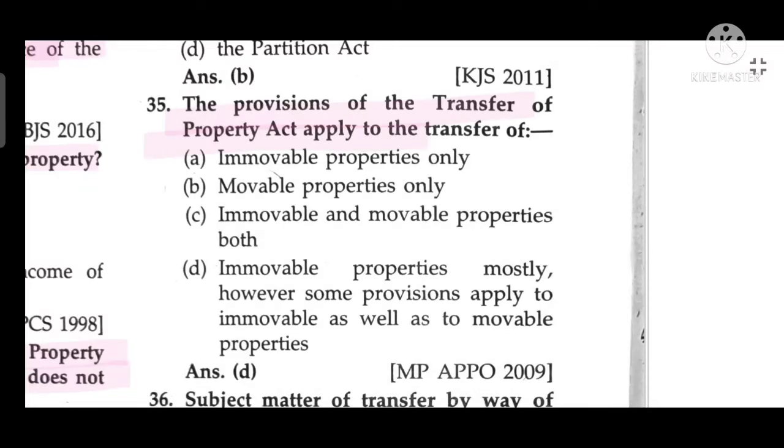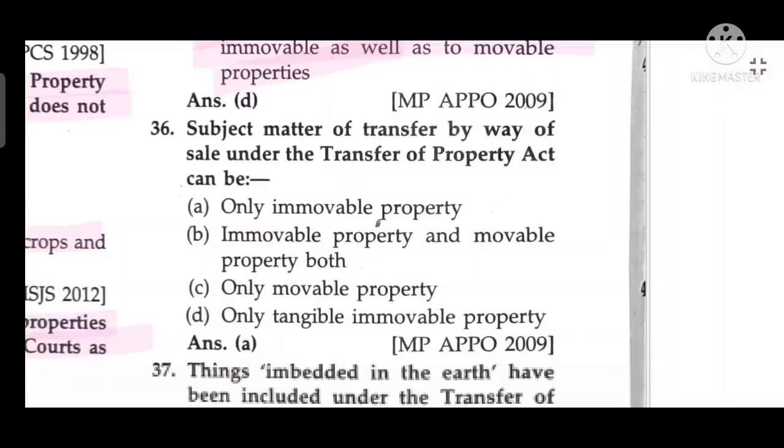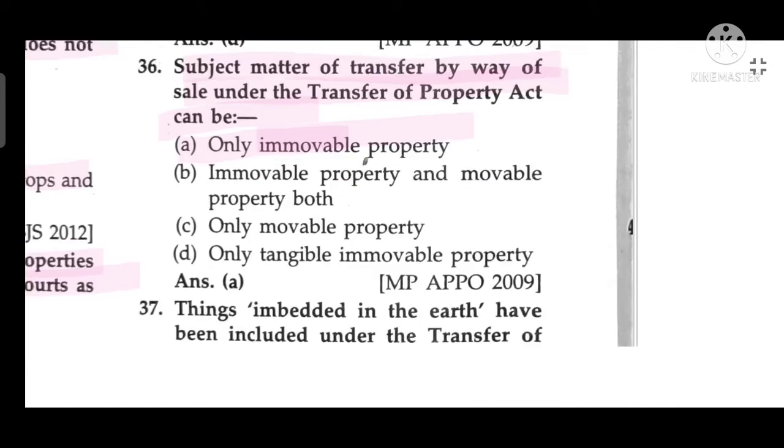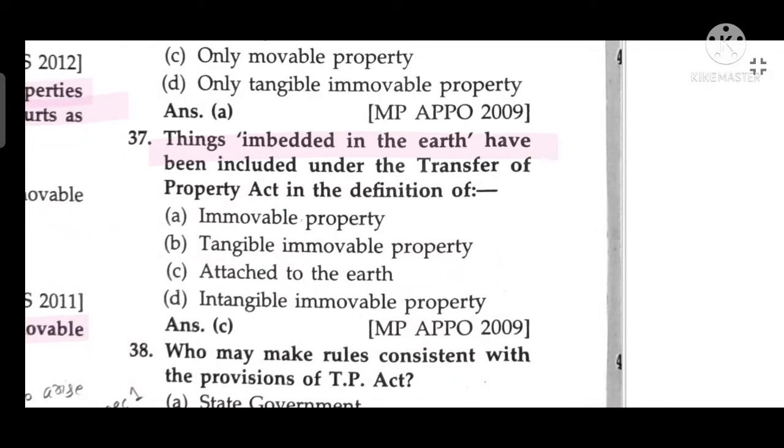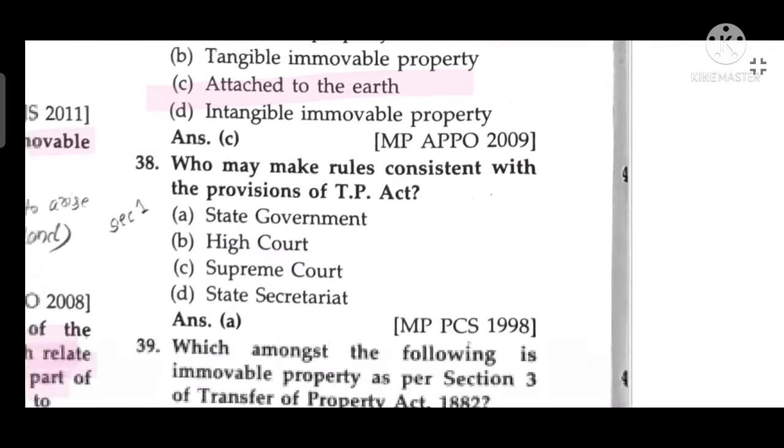The provisions of the Transfer of Property Act apply mostly to immovable property, however some provisions apply to immovable property as well as movable property. The subject matter of transfer of property by way of sale under the Act can be only immovable property. Things embedded in the earth have been included under the Transfer of Property Act. It defines what is attached to the earth.